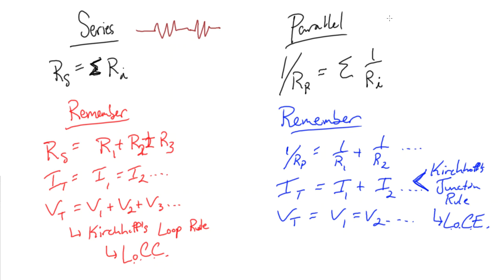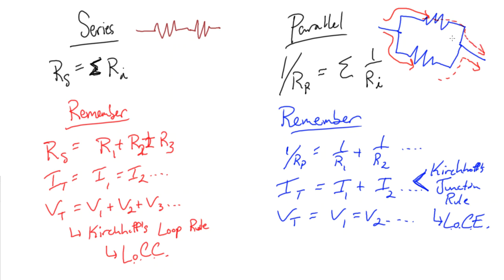What does parallel look like? That's where two currents come off and then come back together. So Kirchhoff's junction rule means that when the currents branch off and they come back together, no current is lost there.